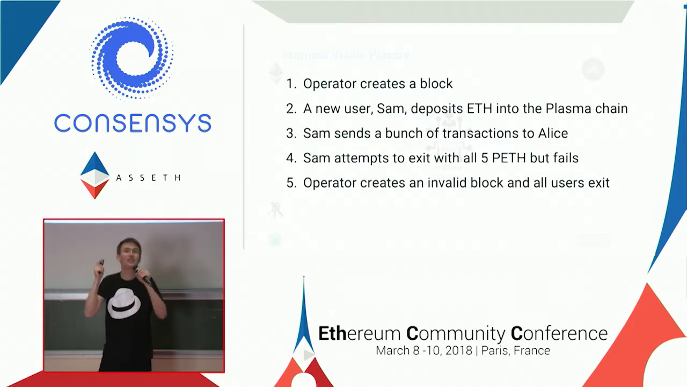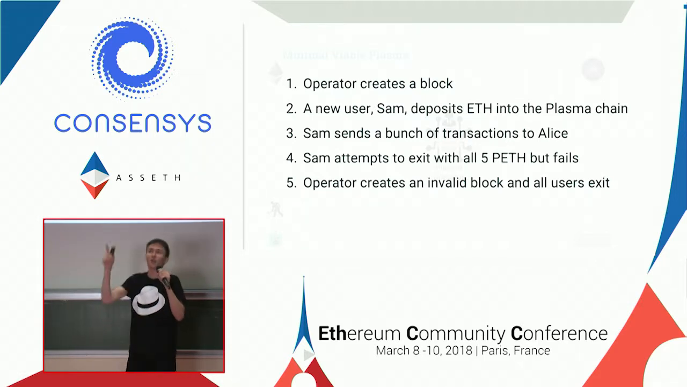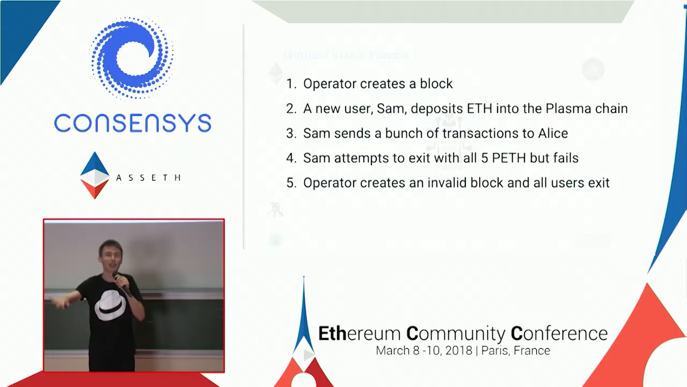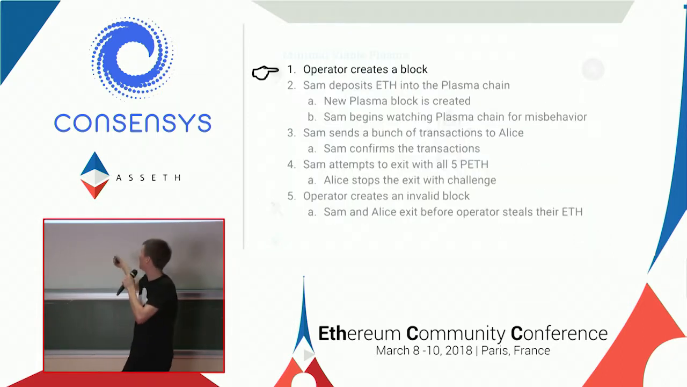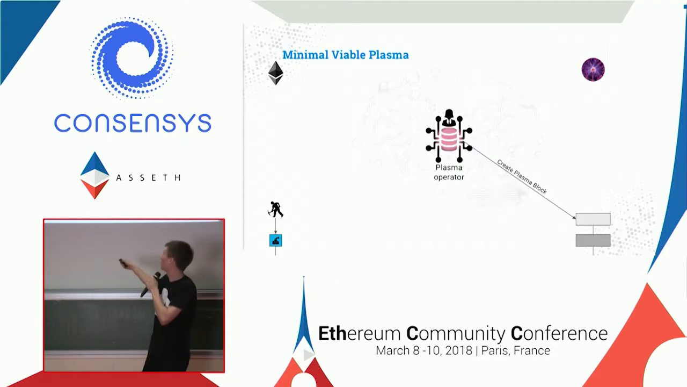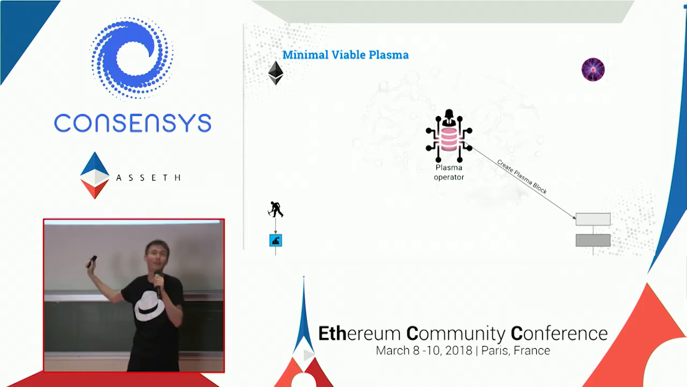So this is what I was saying about the root chain security. We want to make sure that the Plasma chain is as secure or close to as secure as the root chain. And that is why we can actually have a single Plasma operator, because it is a constrained authority. This is a proof of authority network at first. However, it is a constrained authority.